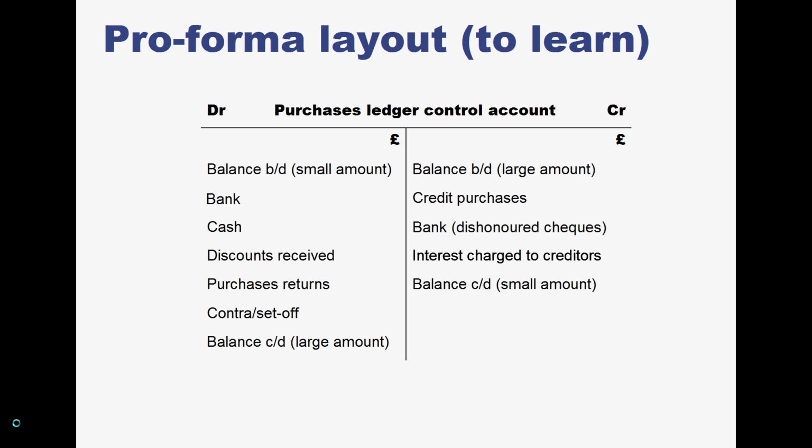But how can a small amount arise? What does it mean by a small amount? Well, it's simply the opposite of what the large amount is. The large amount is you as a business owing creditors money. A balance BD small amount would be then creditors owing you as the business money. So again, it's the reversal of the sales ledger effect. But again, I'll show you another podcast relating to that one.